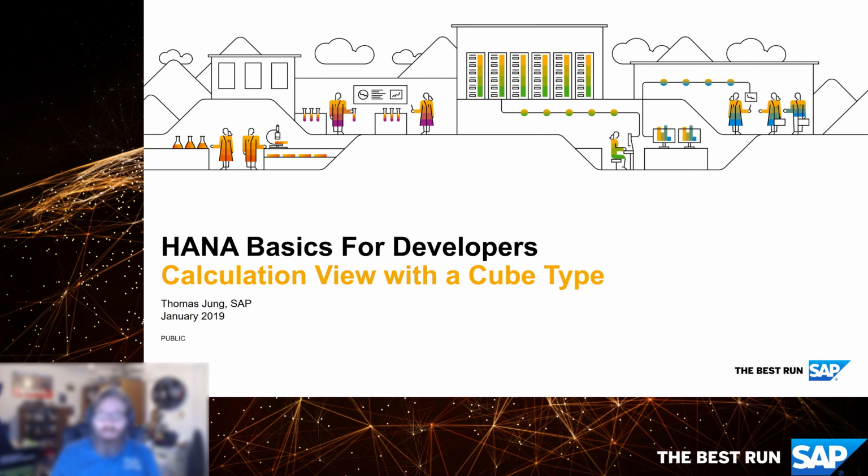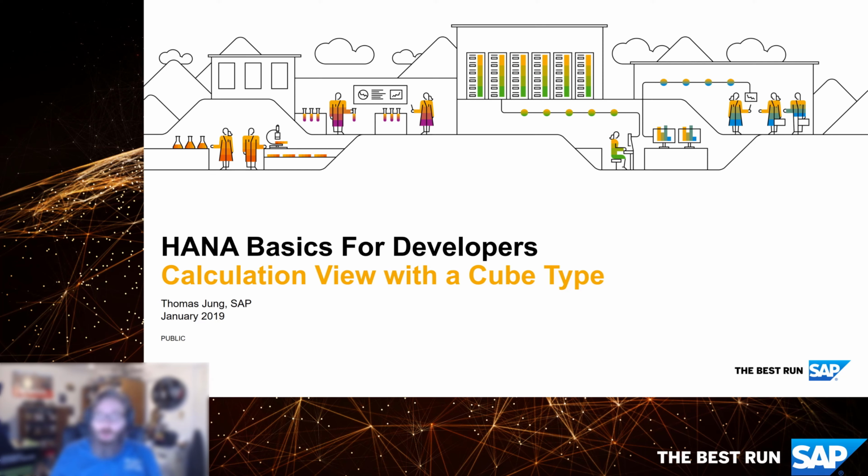In the previous video, we had our first look at calculation views, and we focused on a simpler calculation view that did a basic join using the dimension type. We did look at how we could do text join and get language-dependent text in our view. Now we want to move on to a more powerful scenario.